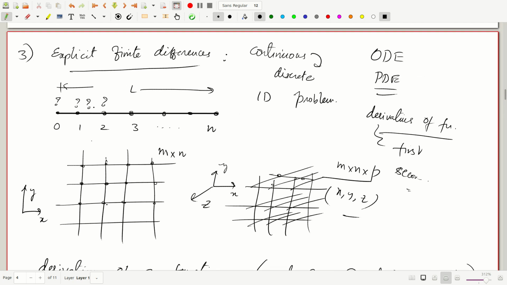Let's say you call a particular point 2 as I; its neighbors would be I plus 1, which is 3, and I minus 1, which is 1. If you also assume uniformly spaced grid points, each of them differs by a value of h or delta x, where h is equal to L upon n. Then you can represent these locations by the coordinates x of I plus 1, or x3, similarly x of I minus 1 and x of I, and so on.